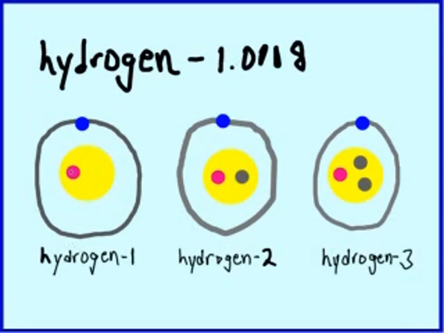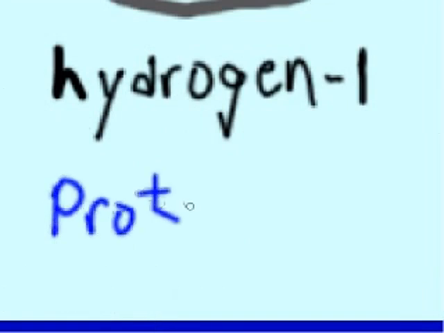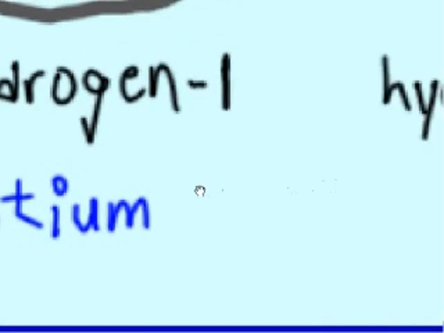These different isotopes of hydrogen are so important to chemistry that chemists have given them their own names, and we're going to define those now. Hydrogen 1, most of the time, is just called hydrogen. But to distinguish it from the others, chemists sometimes call it protium. So hydrogen 1 has its own name, protium. Protium is a particular isotope of hydrogen.